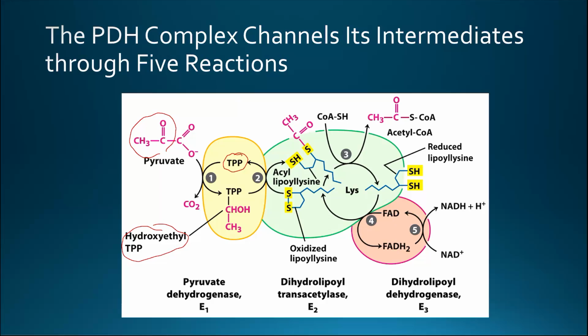Steps 4 and 5 are then required to reoxidize the lipoyl lysine so that it can continue to do step 2. In step 4, you oxidize the lipoyl lysine using FAD as the oxidizing agent. And then in step 5, you use NAD as an oxidizing agent to regenerate the FAD and produce NADH.